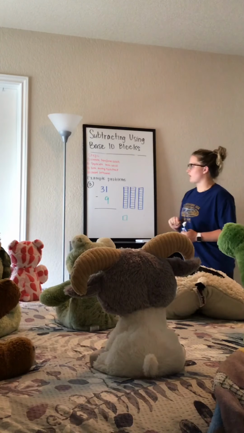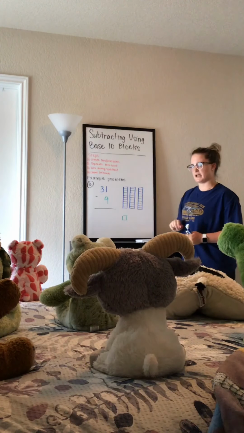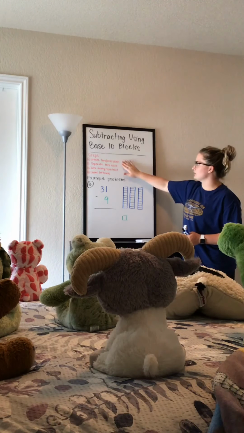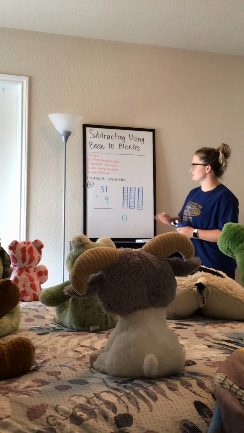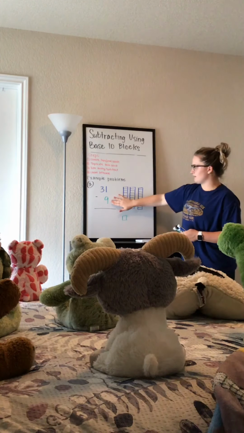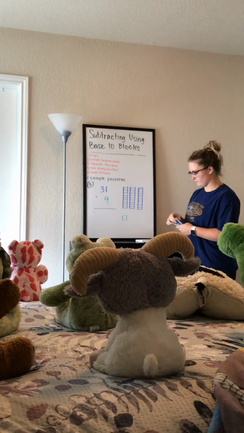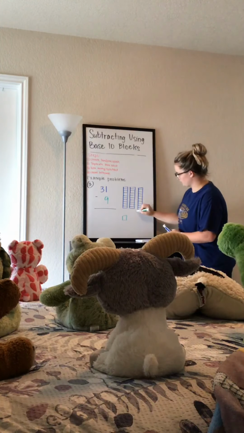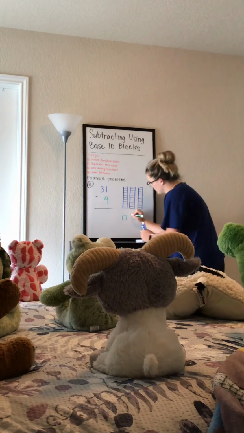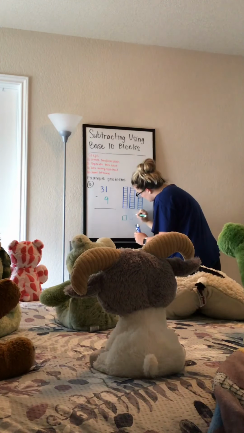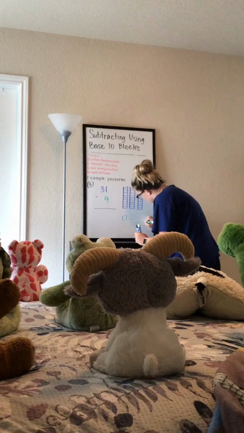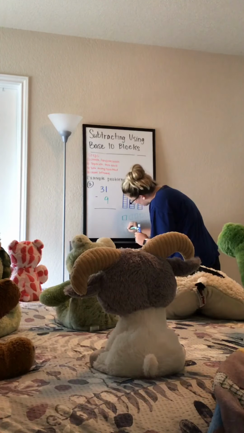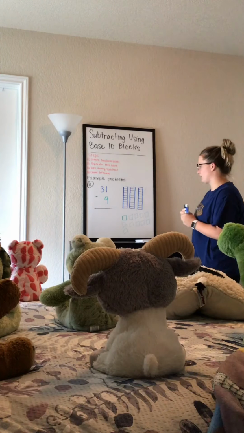Our last example problem is 31 minus 9. We're going to create the tens and ones blocks, so here's 3 tens and 1 one. Then we're going to separate the tens block. We cannot take 9 from 1. Therefore, we're going to have to cross out a tens block, and create 10 one blocks.